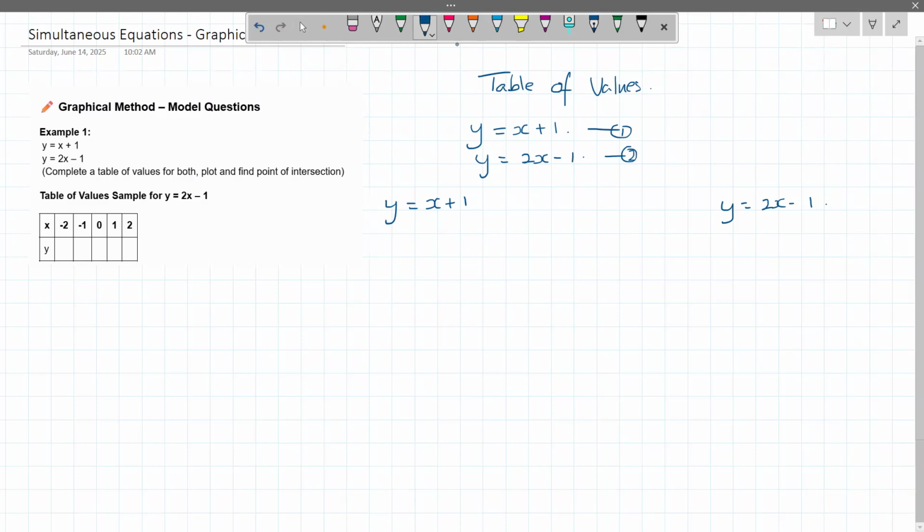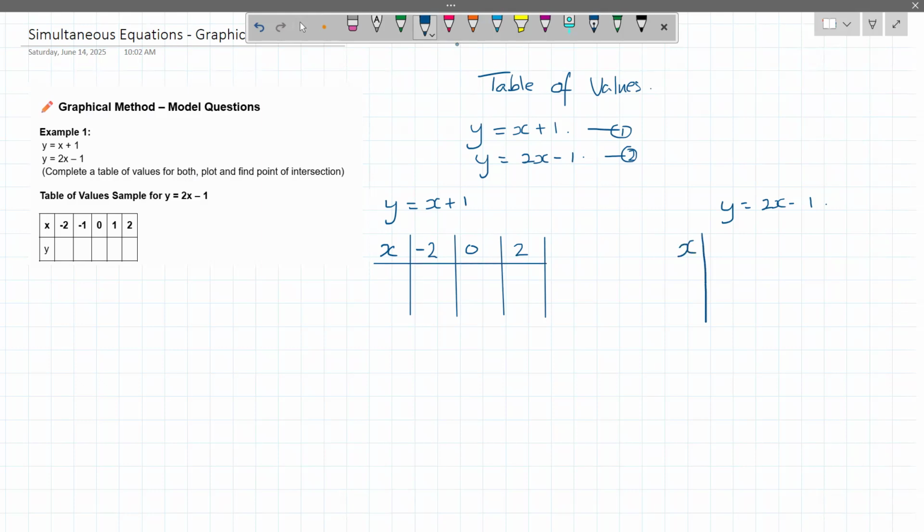So I am going to do the table of values, and I am just going to use -2, 0, and 2. Right? 3 points. Now, I'm going to show you how I would write up my table of values. It might be slightly different to what you would be accustomed to seeing.